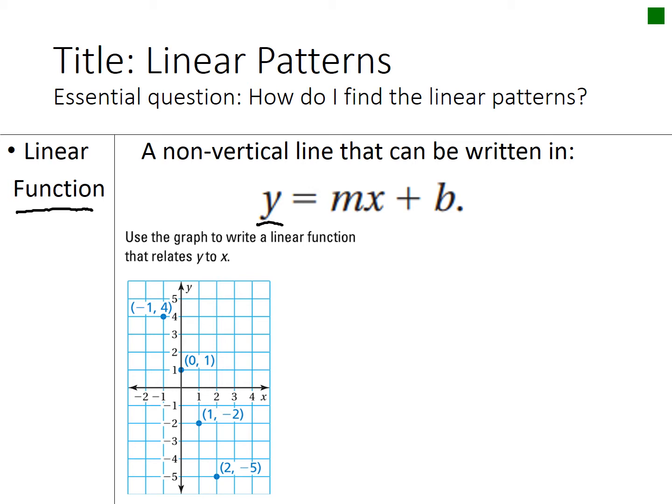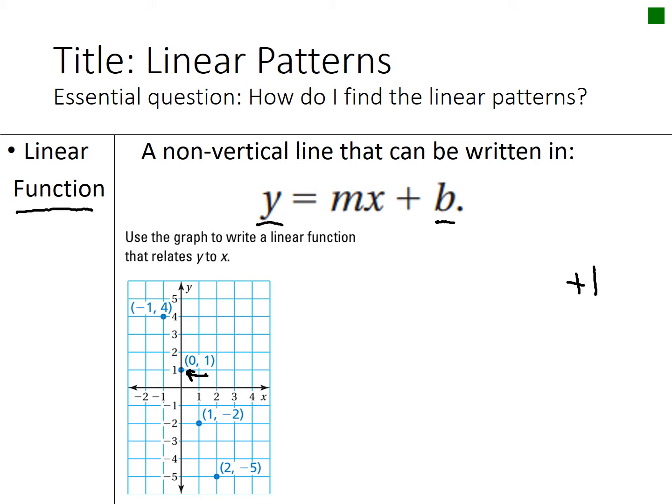Let's take a look at the graph you're looking at there, and we're going to find out the intercept and the slope, and then we're going to write a linear function. And so here we go. We can see right here that the intercept is 0, 1. So b has to be 1. This is just like in class today.